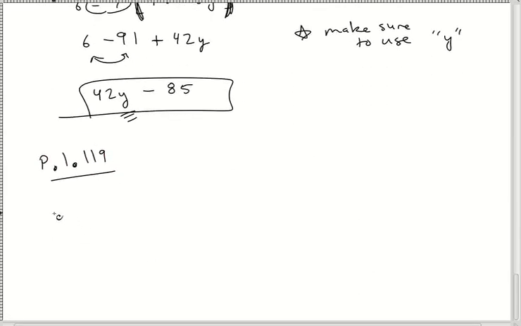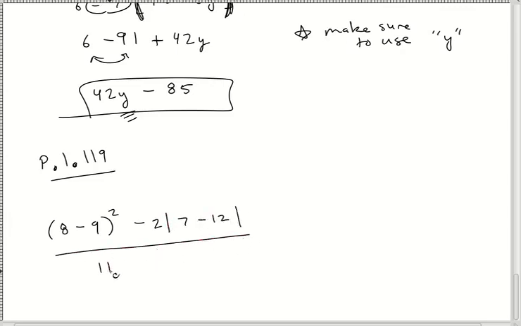P1119. This is a pretty big one here. I got 8 minus 9 squared minus 2 times, whoa, absolute value. So those vertical lines there. 7 minus the 12. Then all divided by 117 minus 2.